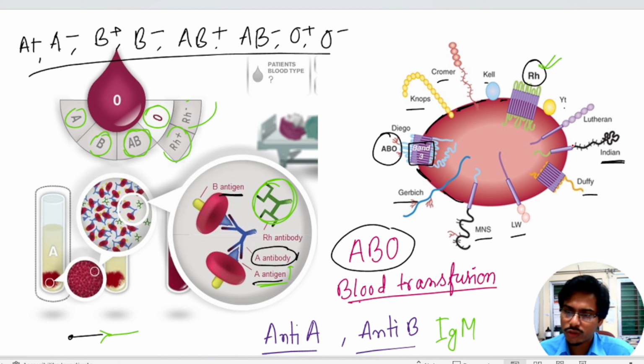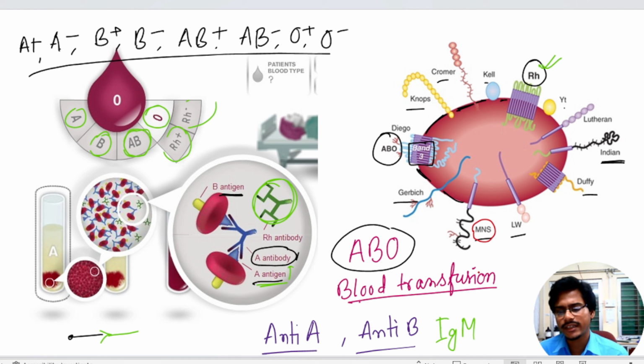We are also checking the other systems, like the MN system. The MN system is also a blood group system, along with LW, Duffy, Indian, Lutheran, YT, and the RH blood group system, which is linked with the ABO blood group during transfusion of blood. Also Kell and Cromer, Knops, and Diego. So these are different kinds of proteins present on the surface of the RBC. That's why the blood group gets changed.